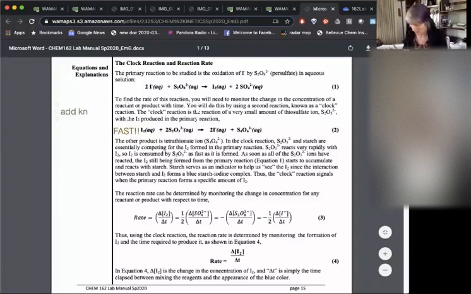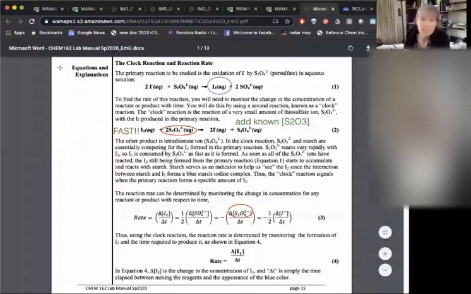So what we want to do is add a known concentration of S2O3. We know that concentration, and so we're going to use that to figure out how fast the reaction is going. So that's our known concentration right here. As soon as all of the thiosulfate is used up, then we see the color change. So until the S2O3 is gone, every time we generate some of the iodine, it gets used up.